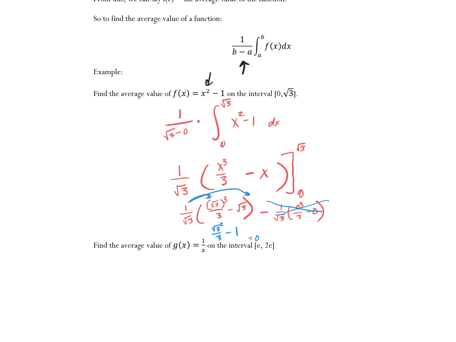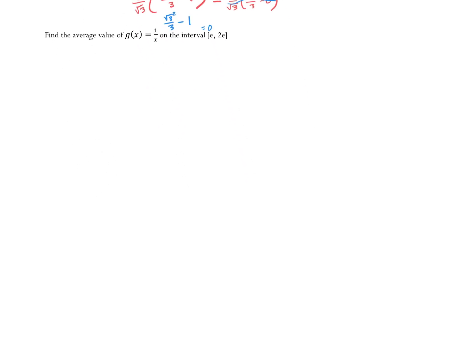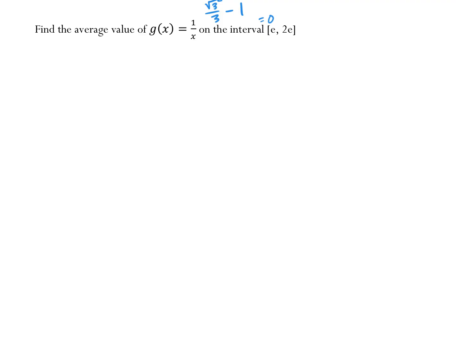But we are not surprised to see some above the axis and some below the axis so that all those y values eventually cancel each other out. Okay? All right, let's try another one. The average value of 1 over x in between e and 2e. So that mean value will be 1 over 2e minus e times the integral.